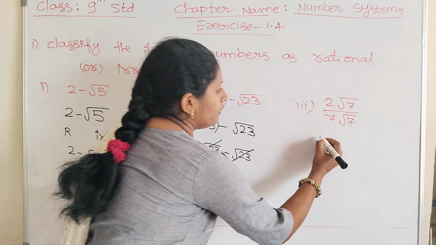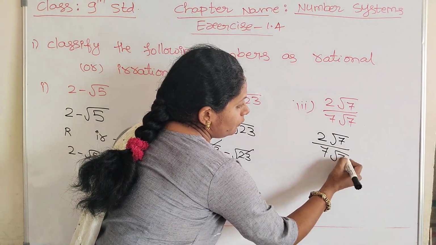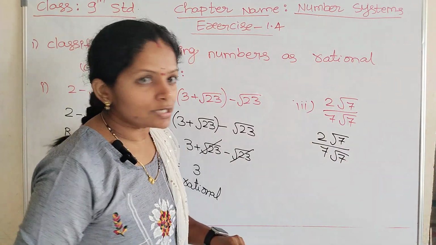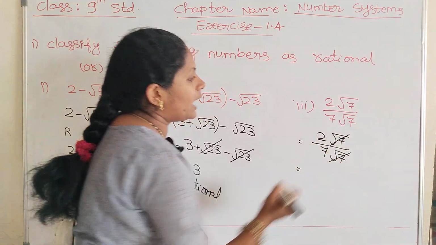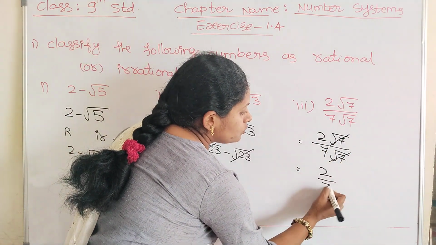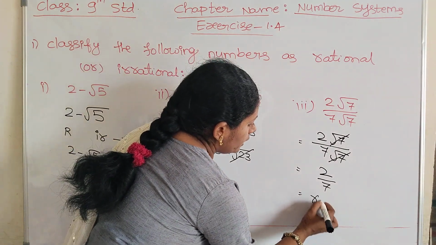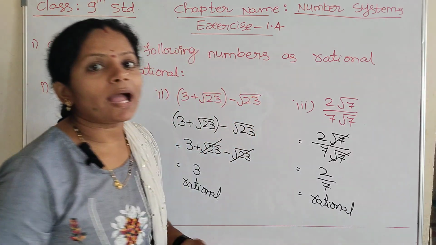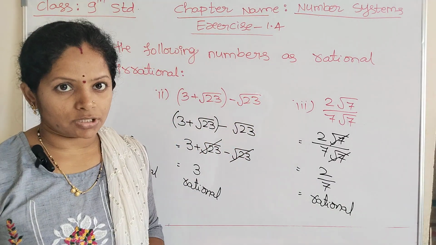Here, given is 2 root 7 divided by 7 root 7. Both are irrational numbers. Root 7 and root 7 get cancelled. The answer is 2 by 7. Which number is it? It is a rational number. In this way, we have to determine whether the numbers are rational or irrational.